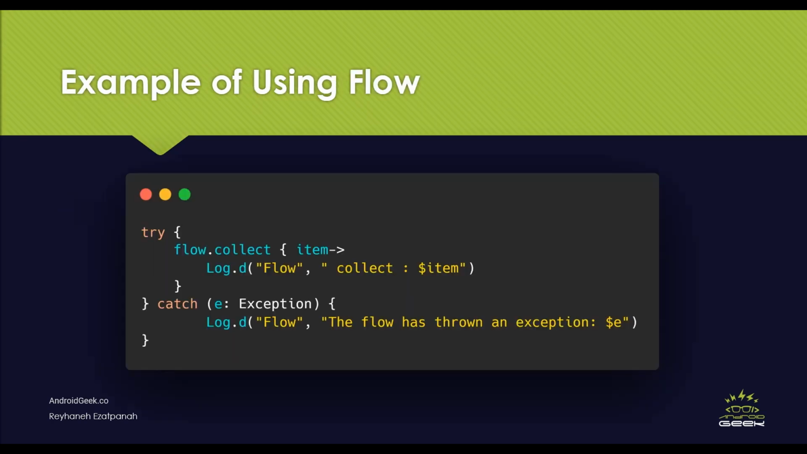Okay, here you can see an example of using Flow. A Flow is similar to an iterator in that it creates and consumes data. For example, a Flow can make a network request without interrupting the main thread. Don't worry about this part of the code. Later, I will explain each part of this code in detail.